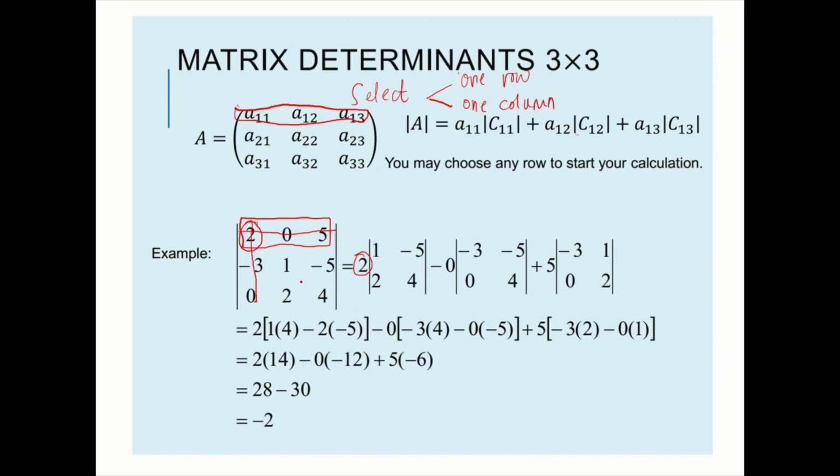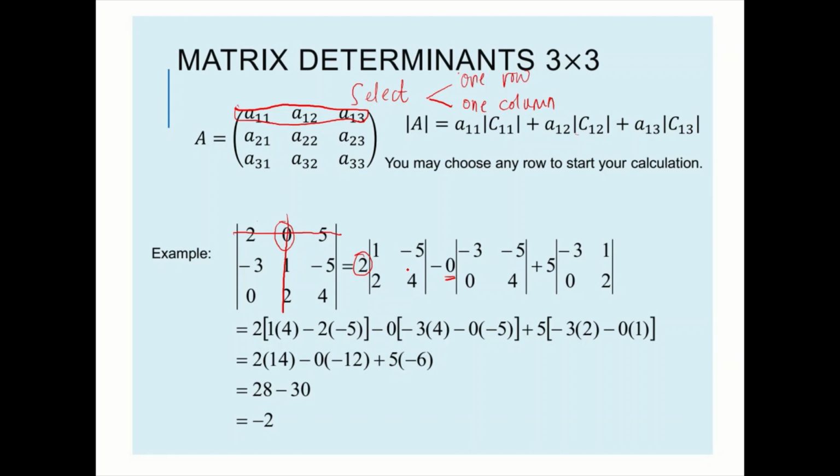All right. So now the cofactor, so we are going to take the reduced matrix 1, negative 5, 2, 4. And for this cofactor, the sign is positive. So it will be a positive sign. Then after that, we move on to the second value, 0. So we delete the row, we delete the column. So we have negative 3, negative 5, 0, and 4. And this is the minor.